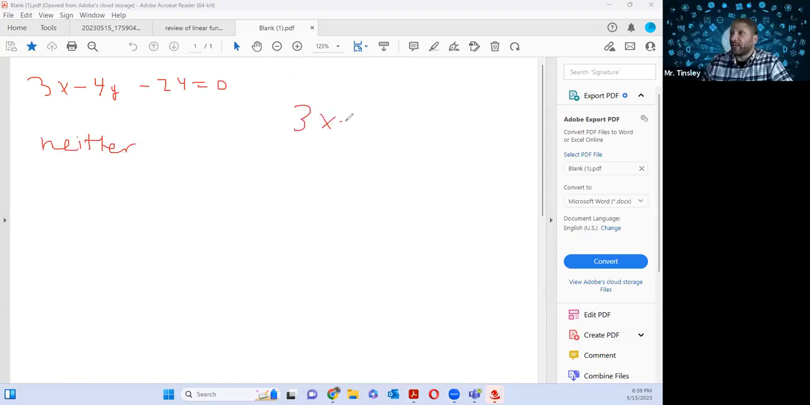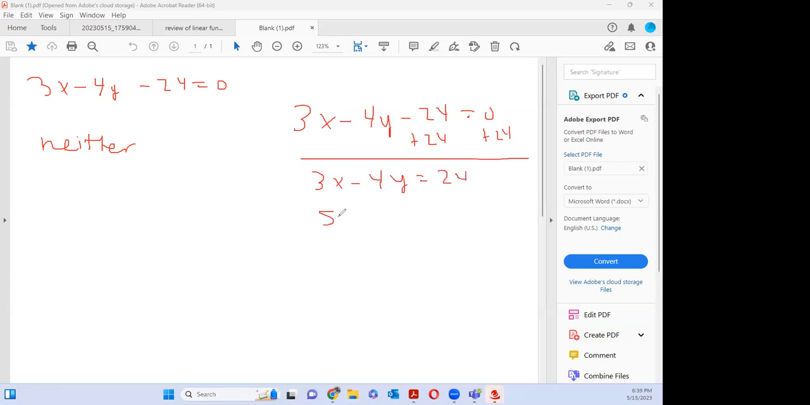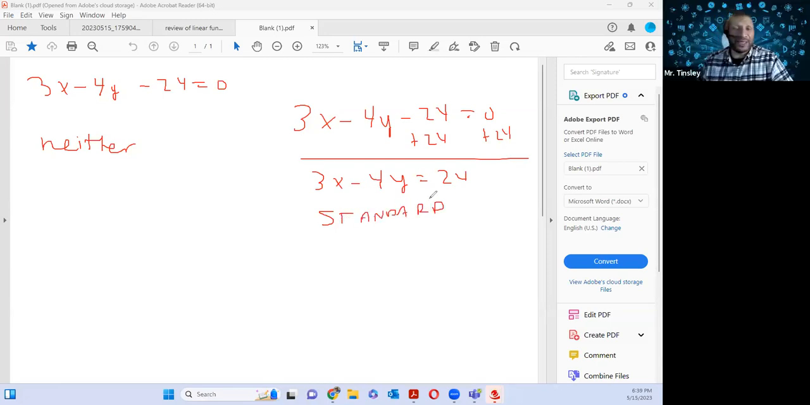Watch this. If I have 3x minus 4y minus 24 equals 0, what I'm going to do is add 24 to both sides. Once I add 24 to both sides, I get 3x minus 4y equals 24. Now, what form is this in? Standard. Don't get intimidated because you haven't seen that type of equation. Just change it to the type of equation you want it to be. Hold on, Mr. Tenzi, how can I change this to slope-intercept form? Yes, every linear equation can be changed to different forms.